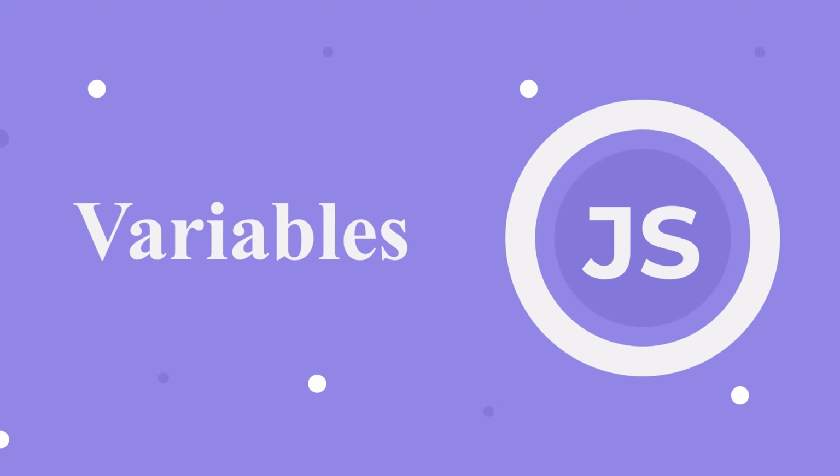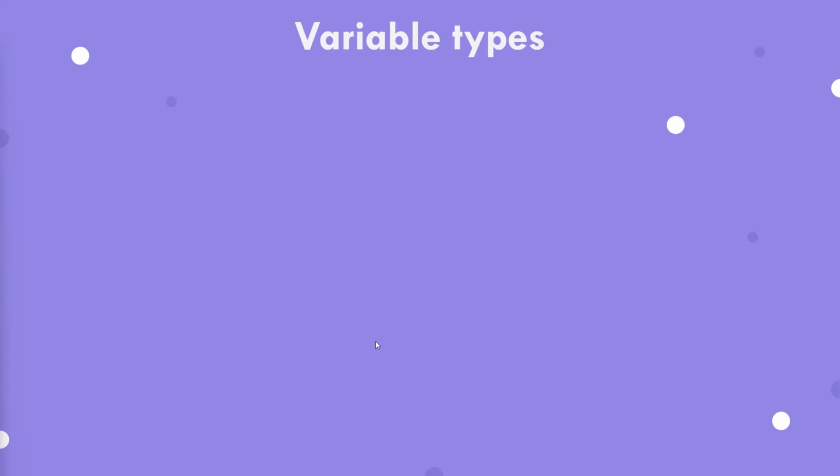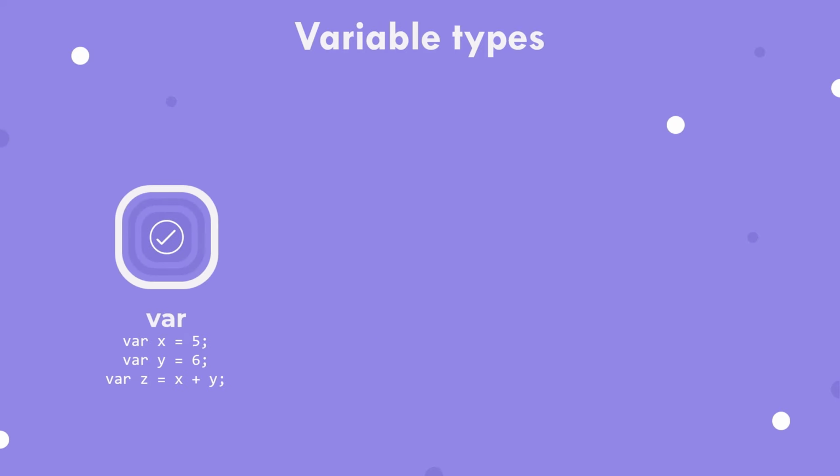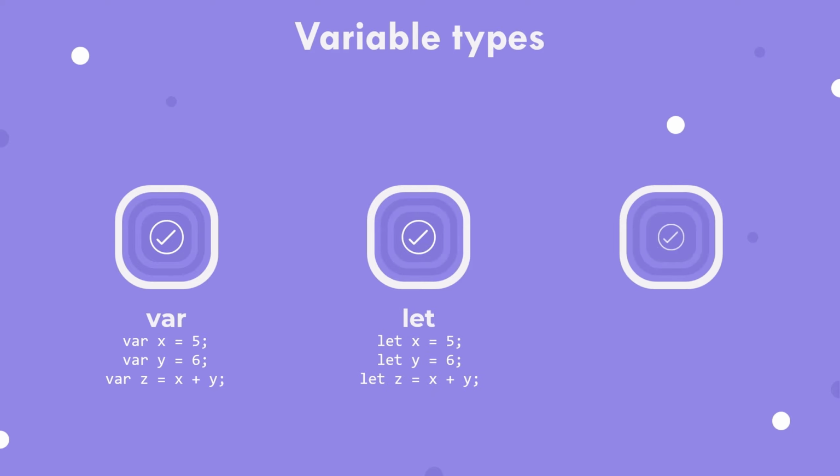Let's talk about variables. There are three types of variables we can declare. One, var, and then let, and then we have const. So we'll go one by one.